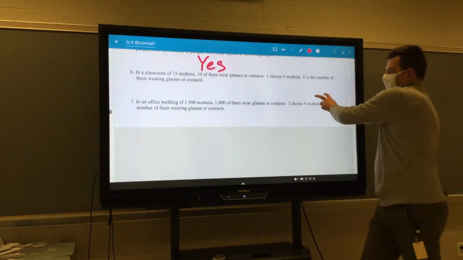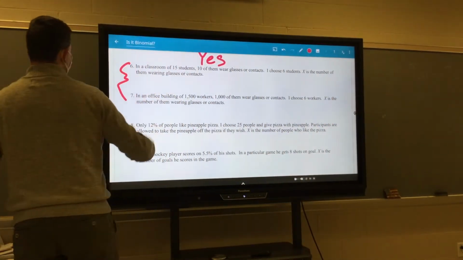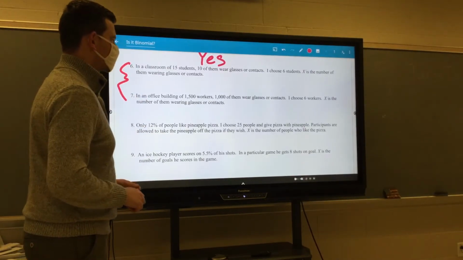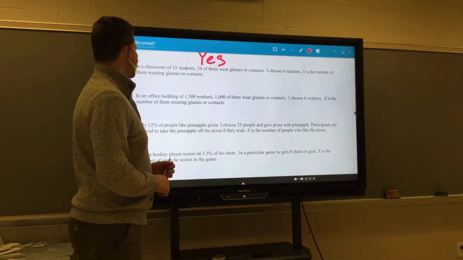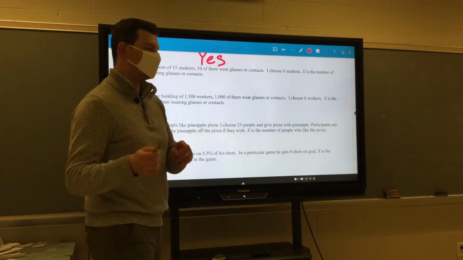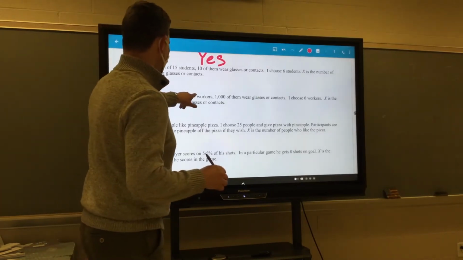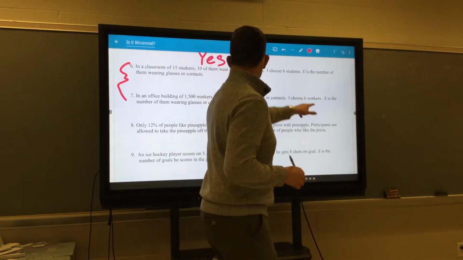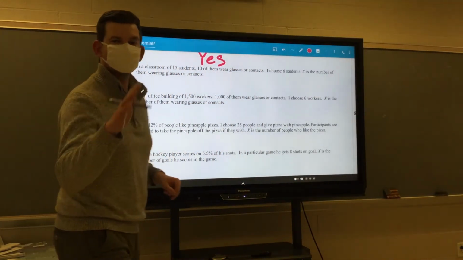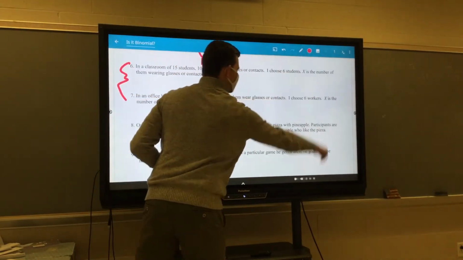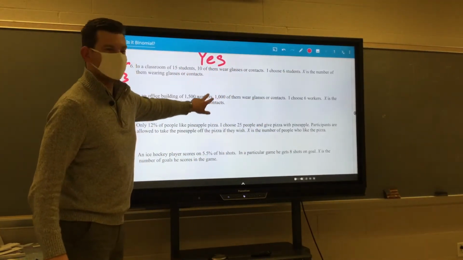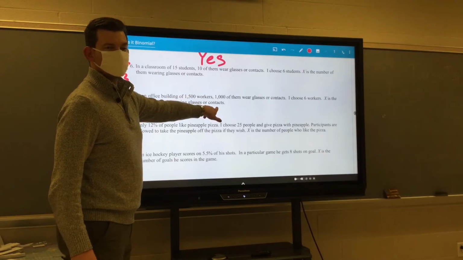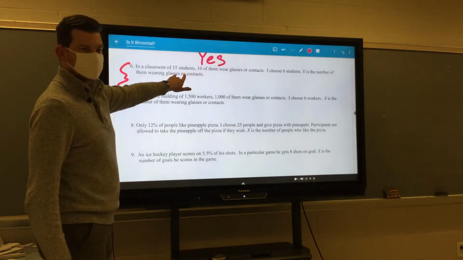Numbers 6 and 7 kind of play off of each other. In number 6, in a classroom of 15 students, 10 of them wear glasses or contacts. I choose 6 students. X is the number of them wearing glasses or contacts. Now compare that to 7. In an office building, 1,500 workers, 1,000 of them wear glasses. Again, choose 6 workers. X is the number of them wearing glasses or contacts. Same number of observations, same starting proportion of 2/3. However, this is a much larger sample size than what we have in number 6.